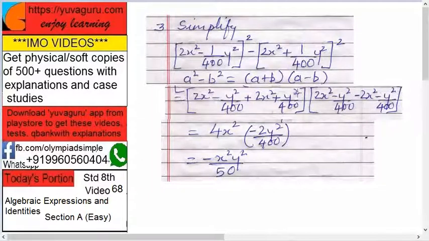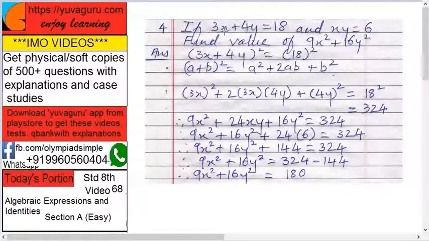So check what gets cancelled. Y square upon 400 gets cancelled over here, it becomes 4x square, and here 2x square gets cancelled. Now this becomes minus 2y square upon 400, right? 1y square, 1y square, 2y square, right? Gets cancelled, and solve this, and minus remains as it is. It is x square y square upon 50. That is the required answer.